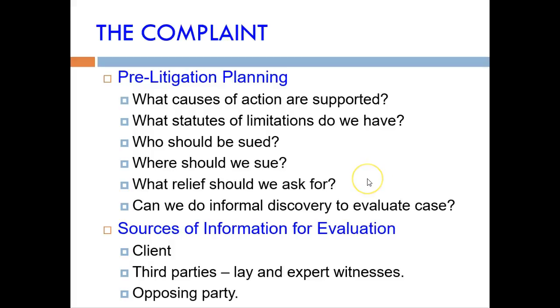pre-litigation planning is we got to figure out first what kind of causes of action are supported. Now, causes of action are the same thing as criminal counts that you see in a criminal case. A criminal count is we claim a certain violation of a certain law. We could say somebody was guilty of domestic violence. They were guilty of vandalism. They were guilty of trying to outrun a police officer. These are all separate counts or separate violations of the law.